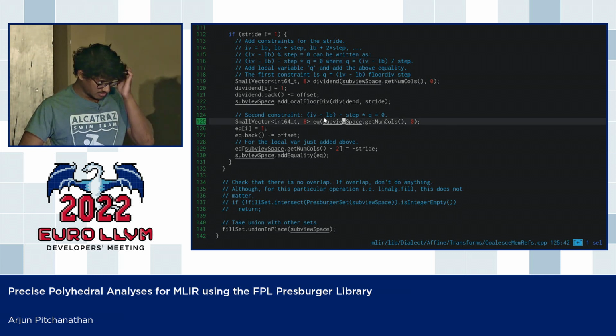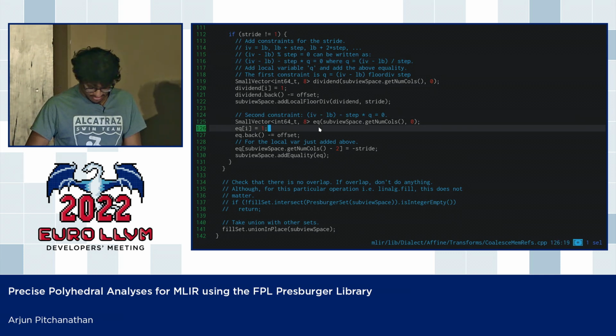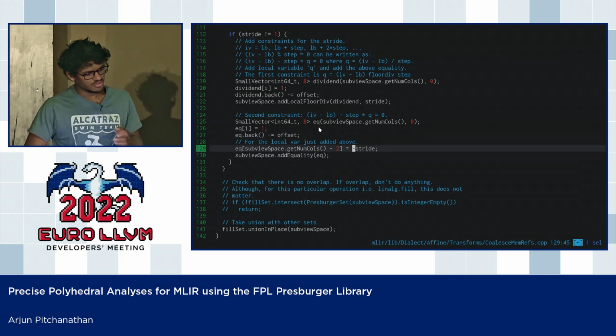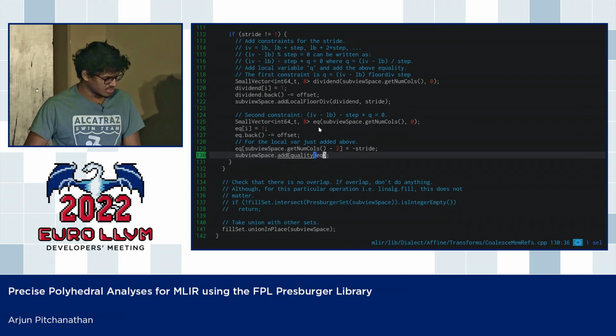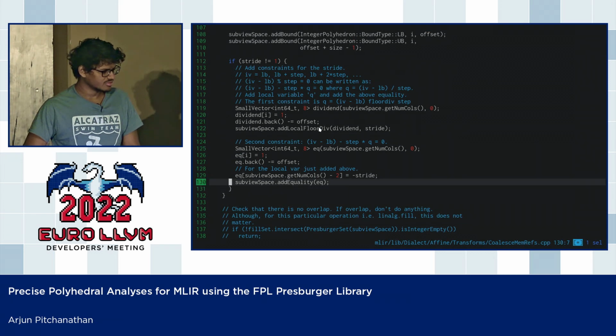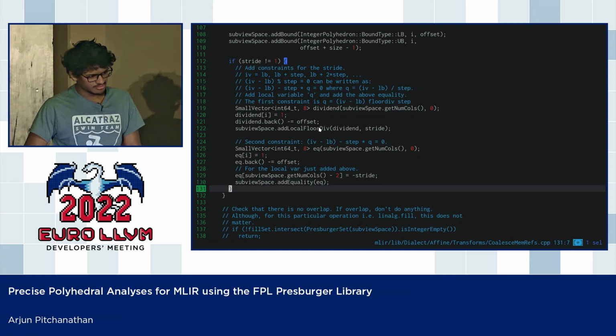So we just construct this equality's coefficients, which has 1 for the iteration variable I and has a constant term of minus offset. And finally, has a coefficient of minus step for the artificial local floor division variable that we just added. And we add this equality constraint into the integer polyhedron for the subview. So this is how you would support floor divisions.